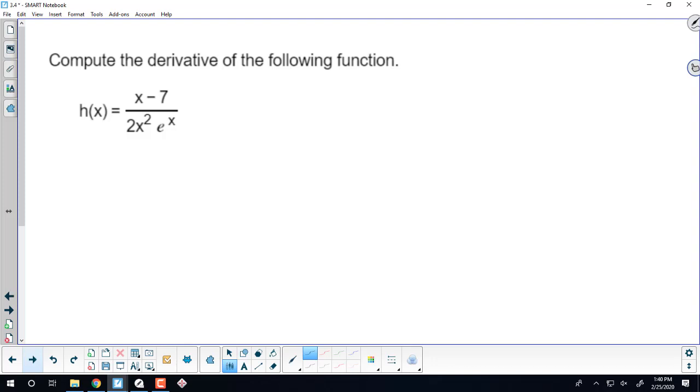All you're doing is taking these, rewriting. So it's just basically this times the derivative of this one, minus this times the derivative of this one, divided over that, squared. So the big work is just finding the derivative.